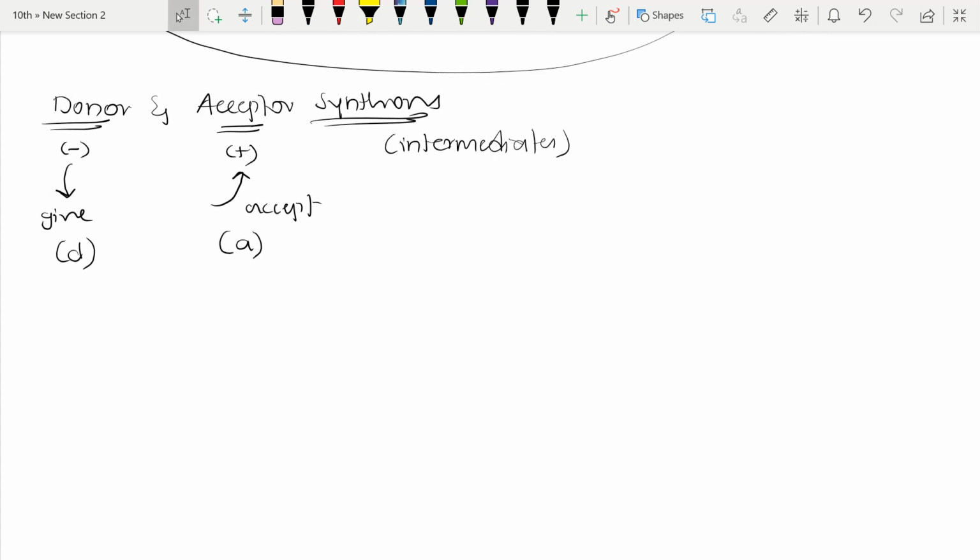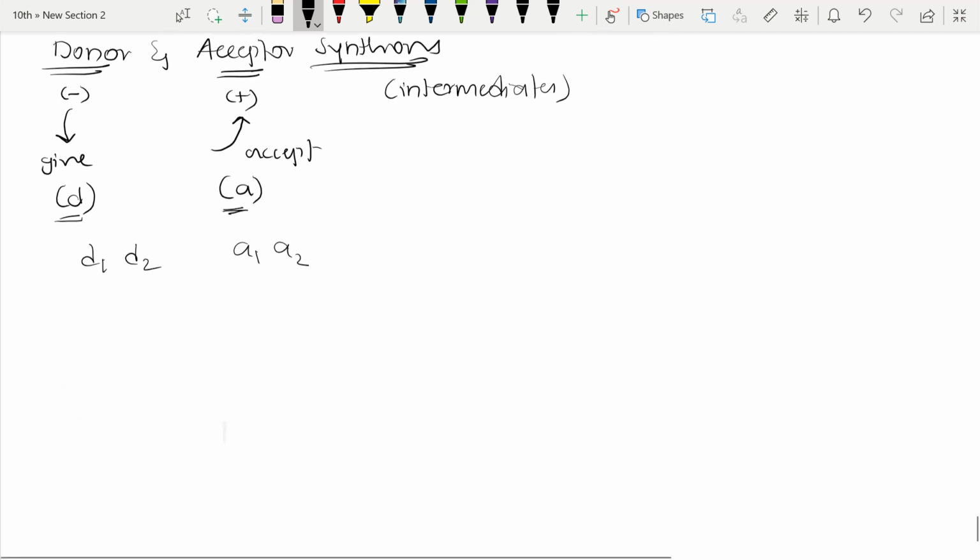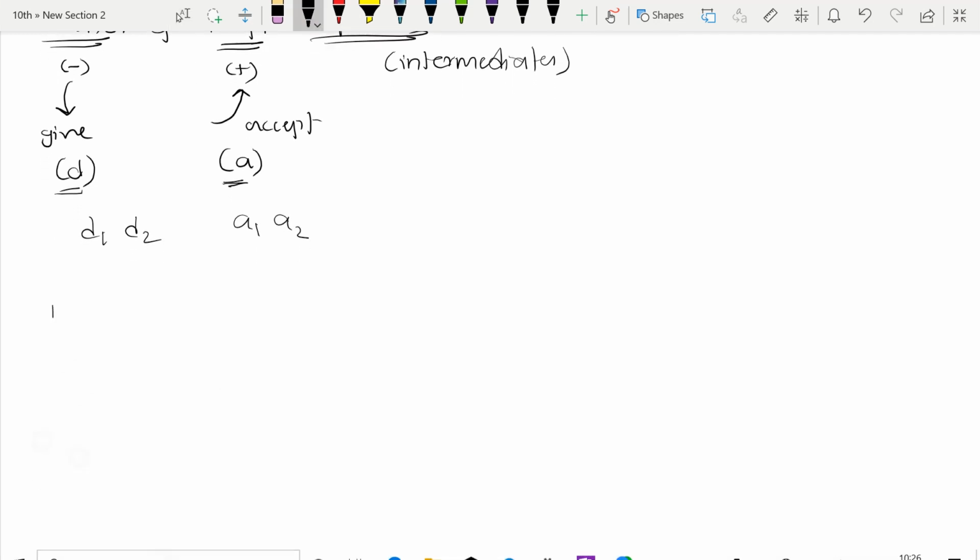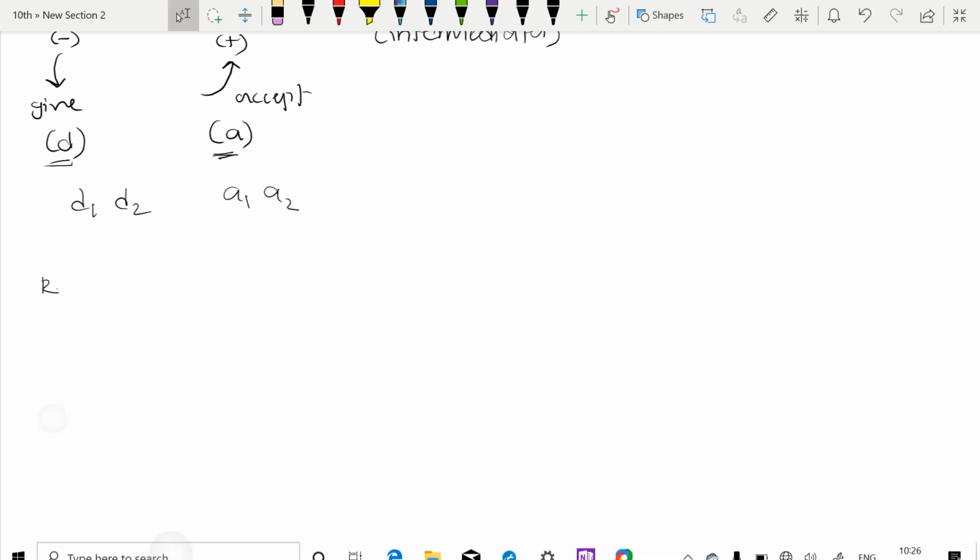So this is the summary. Based on the carbon on which the donor atom is present, we will put d1, d2, similarly a1, a2. Let us see a few examples here. See here, for example, R is there and this is OH and plus charge.